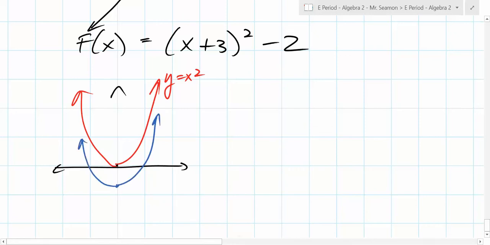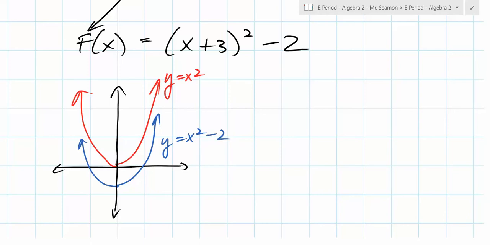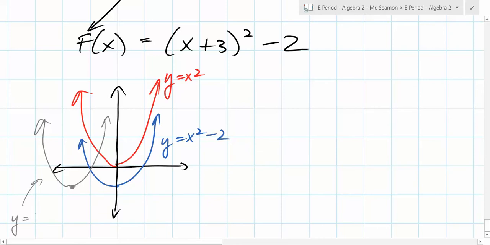It will intersect. But if I just move it down 2, what is it? It's y equals x squared minus 2. But what else do I need to do? Move it to the left 3. So I go over to the left. So this graph right here, what's this one right there? y equals (x + 3) squared minus 2.